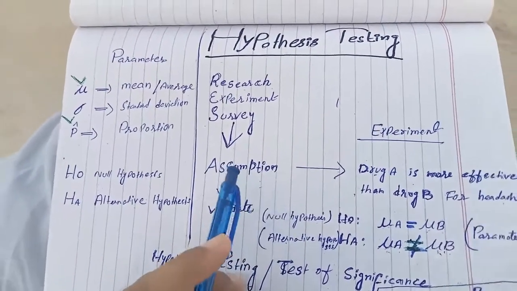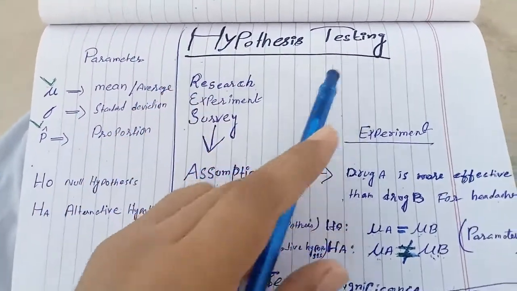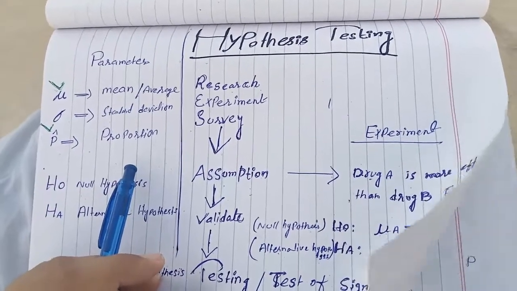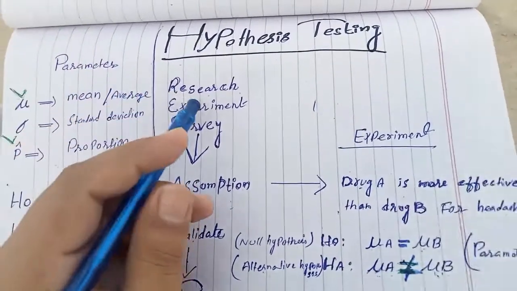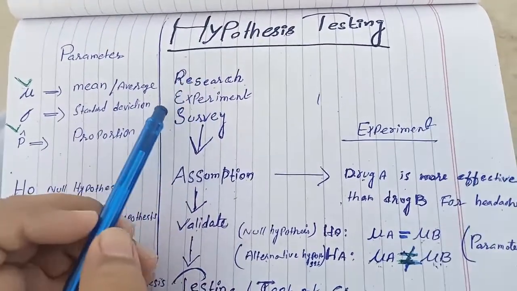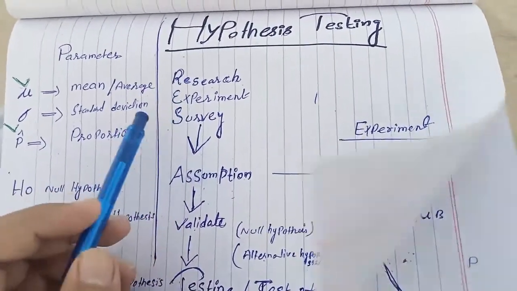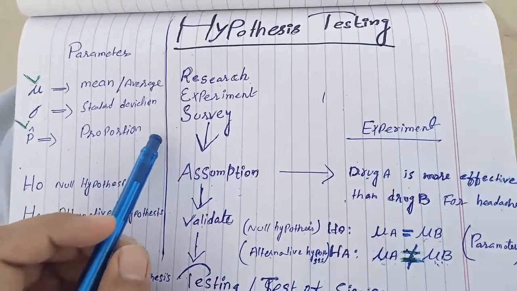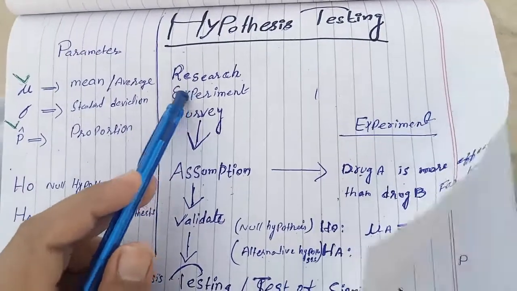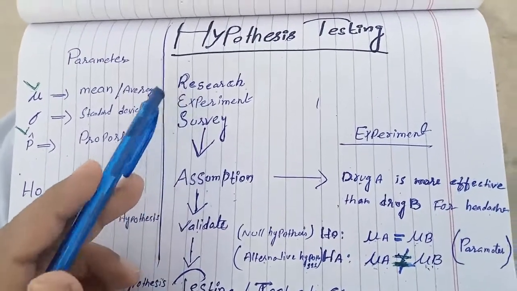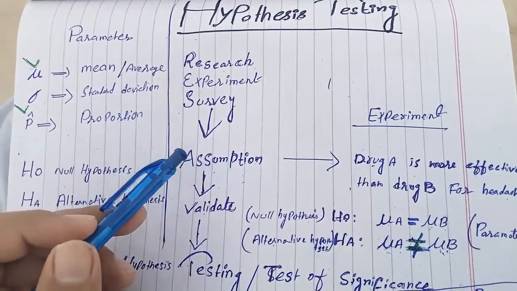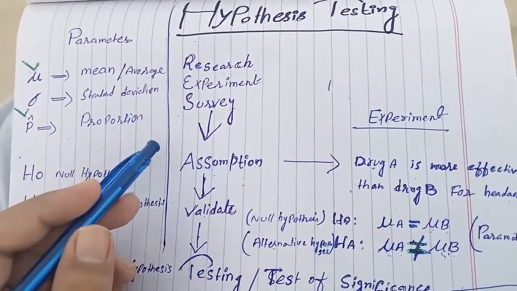In this video, we will talk about hypothesis testing. In research, or I can say in applied science, we do research, experiments, surveys, right? And when we do these surveys or experiments or research, we make claims. We make claims, or I can say we make assumptions in applied science.